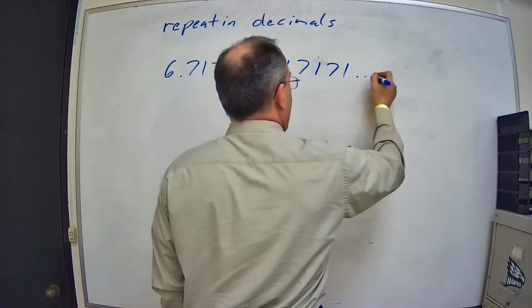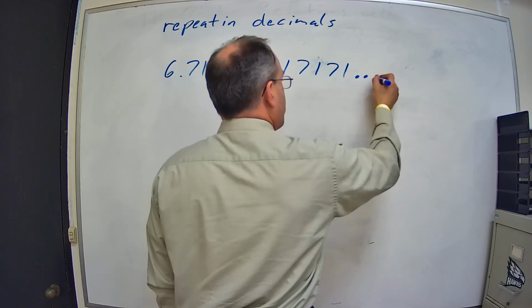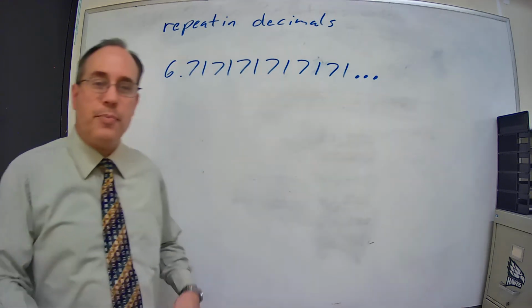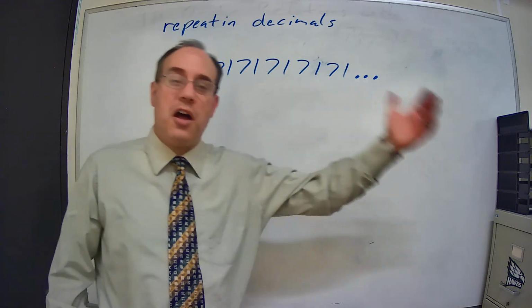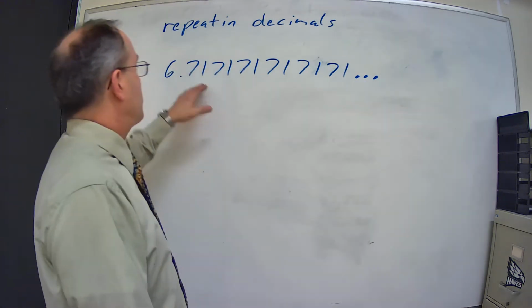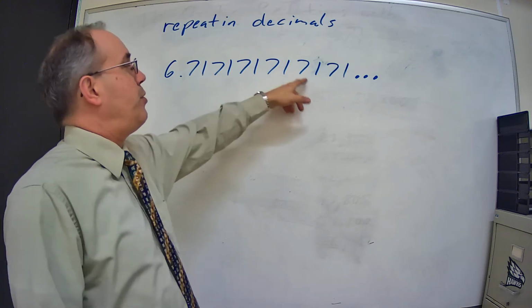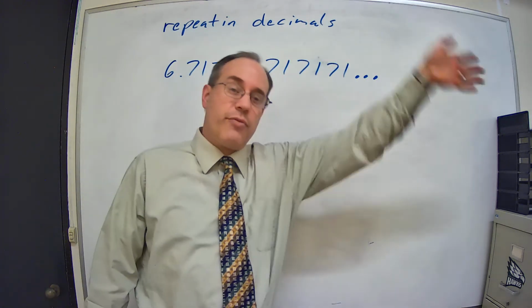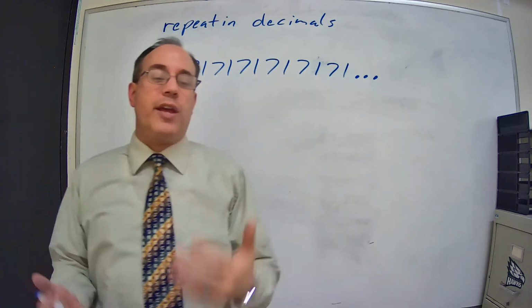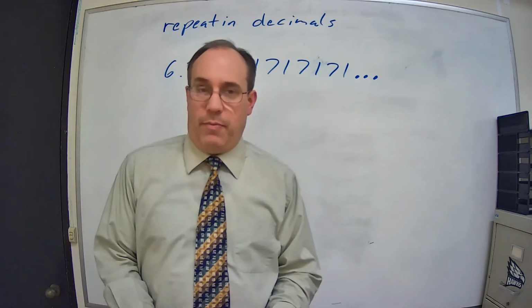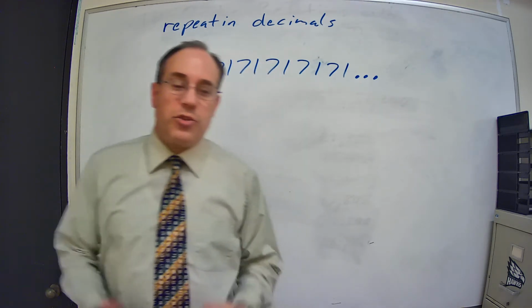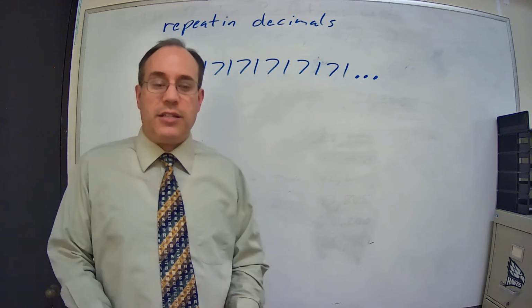6.717171717171, right? Dot, dot, dot. Remember that dot, dot, dot? That's an ellipsis, and it means that it continues on forever like that. So we can see up front that it's 0.717171717171717171, and we would have to keep writing that down forever. So that's a repeating decimal.